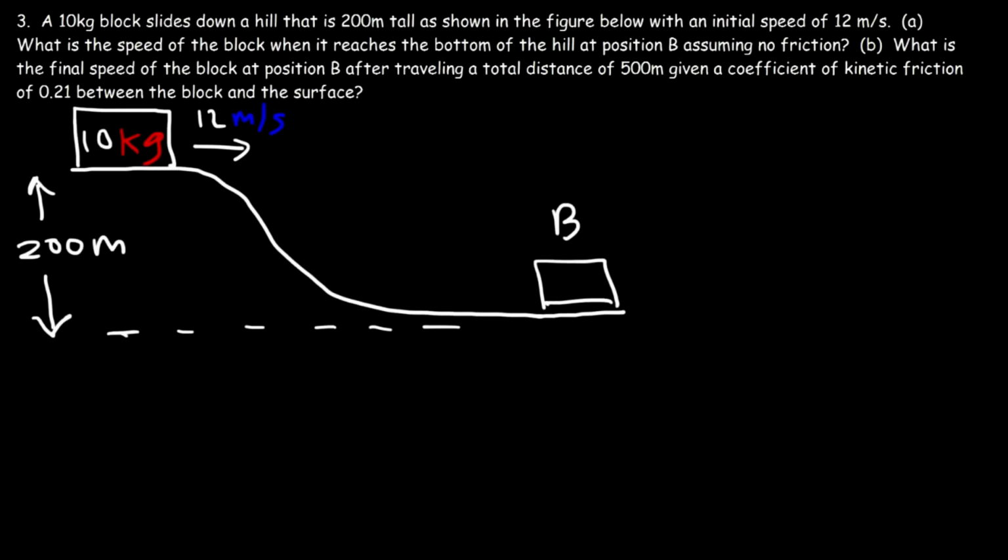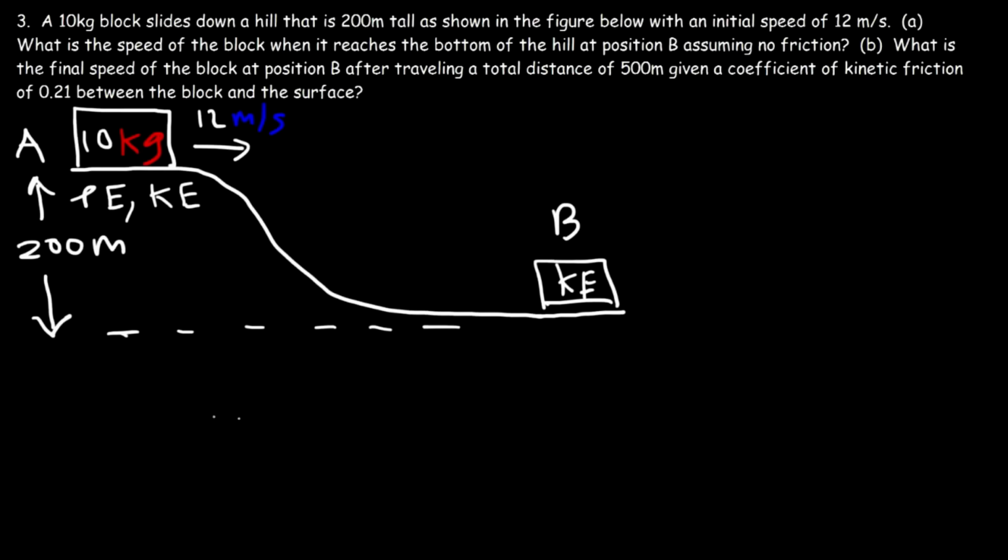Assuming there's no friction. So at position A, let's call that the original position, the block has potential energy because it's above position B. It has the capability of falling. Now, because the block is in motion, it has kinetic energy. At position B, it's only going to have kinetic energy.